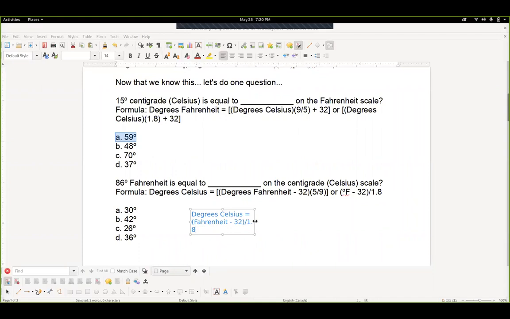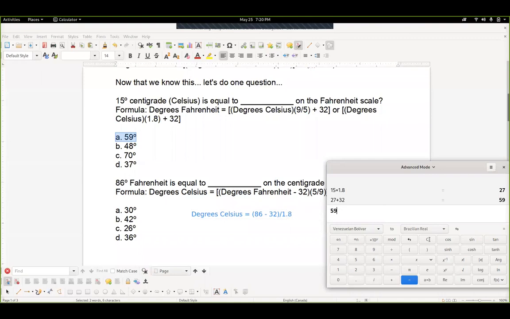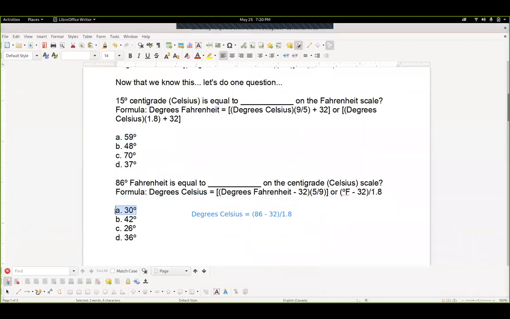Okay, so now we plug in what we know. We know that the Fahrenheit is 86, so we plug that in. So now we have 86 minus 32, and then we're going to divide by 1.8. And we get 30, so that's 30 degrees Celsius. So our answer is A, 30 degrees Celsius or centigrade.